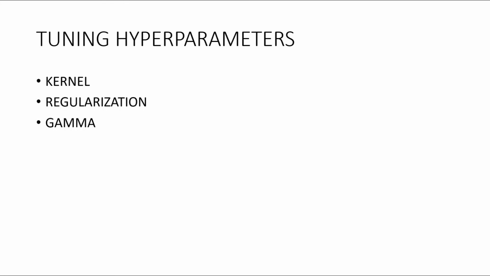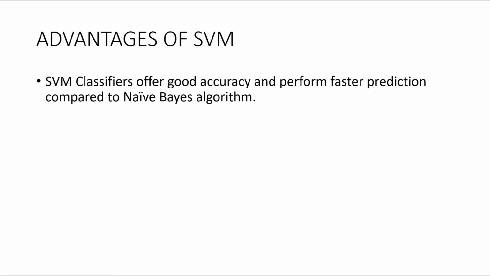A lower value of gamma will loosely fit the training data set, whereas a higher value of gamma will exactly fit the training data set, which causes overfitting. In other words, you can say a low value of gamma considers only nearby points in calculating the separation line, while a high value of gamma considers all the data points in the calculation of the separation line. That's what you need to understand about tuning of hyperparameters.